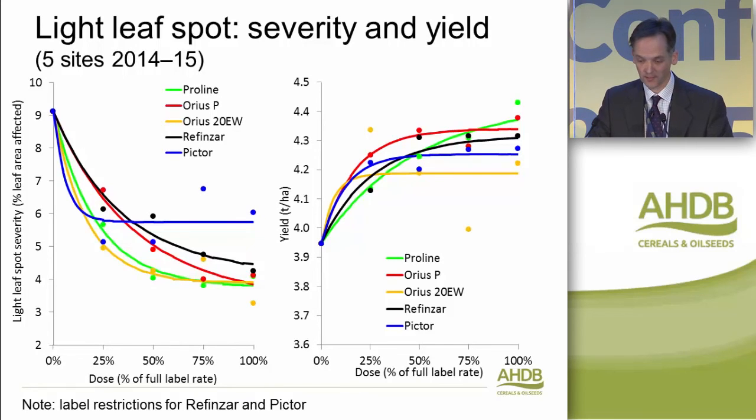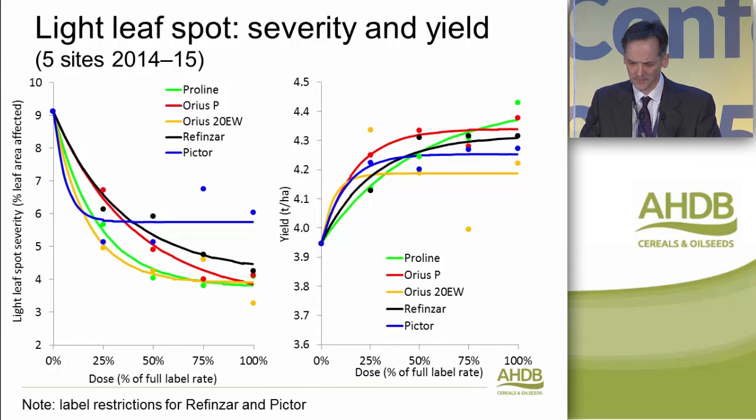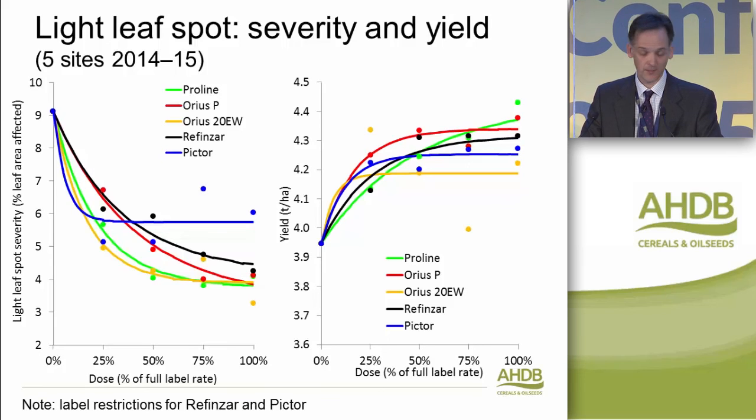Moving on to look at light leaf spot. This is across 5 sites over the last 2 years. We had an additional site in Dorset this year that's added to the data set. And generally, actually, most products are doing a reasonable job in reducing the level of light leaf spot across these sites. There was some variation from one site to the next, but I think the one thing I pick out here is 2 products that often do perform well: Proline and tebuconazole, or Orius.